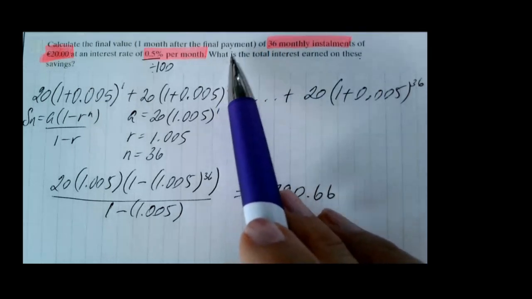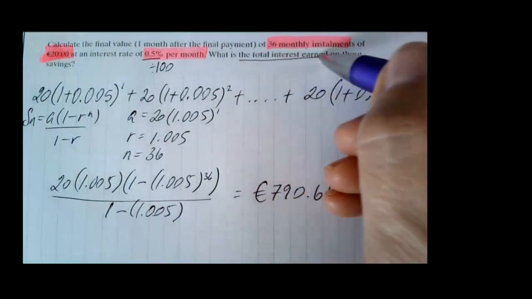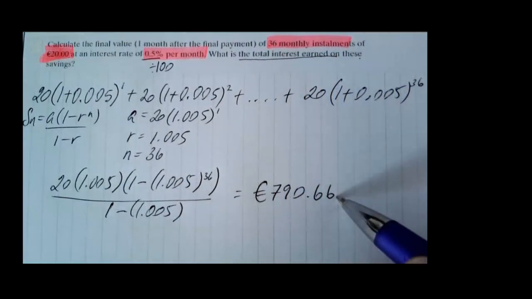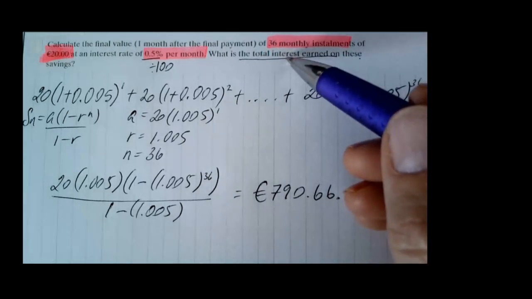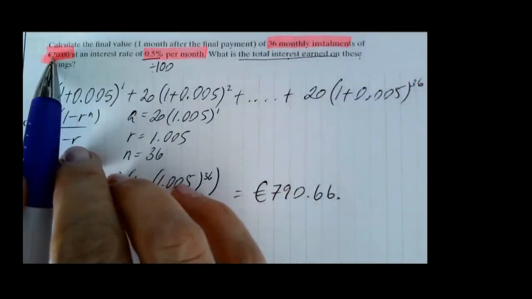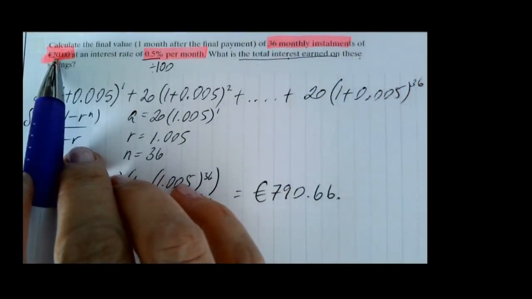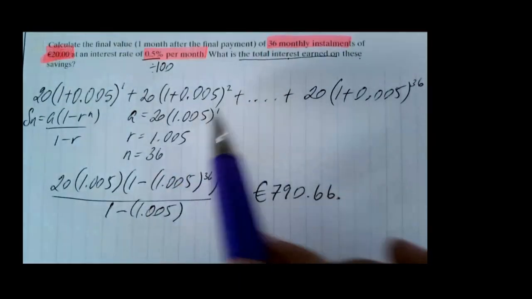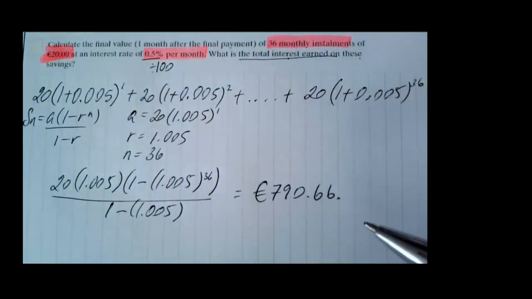Now here they're asked what's the total interest earned. This is the amount at the end in the account after those 36 monthly installments, after earning the interest on it. This is what you have at the end. But of course, for the interest that you've earned, you must take away what you've put in, which is 36 of your €20 monthly installments, to see how much interest you've actually earned over the lifetime of this investment.